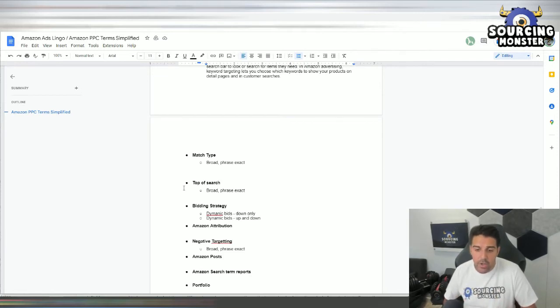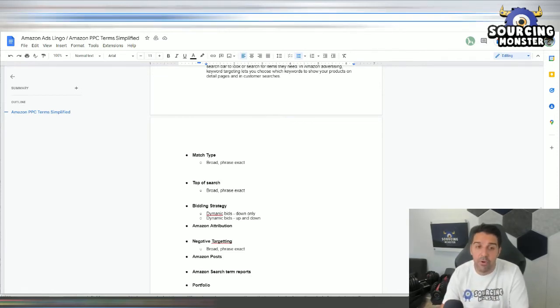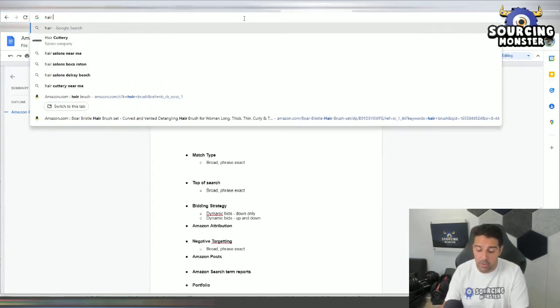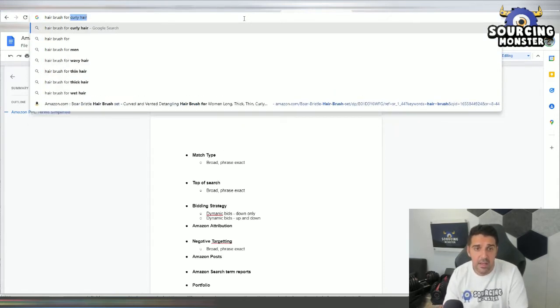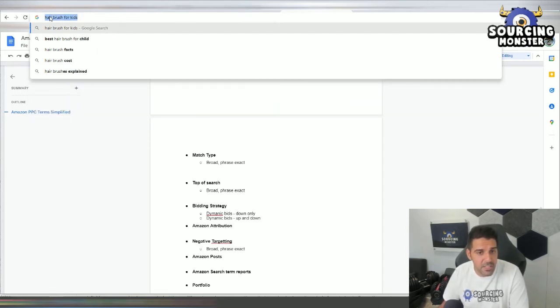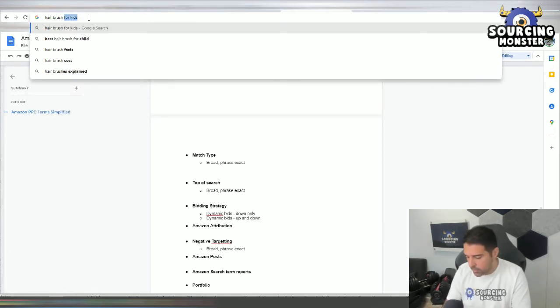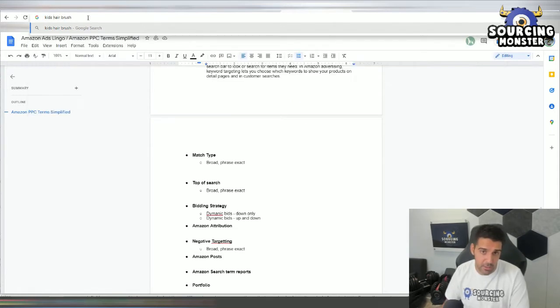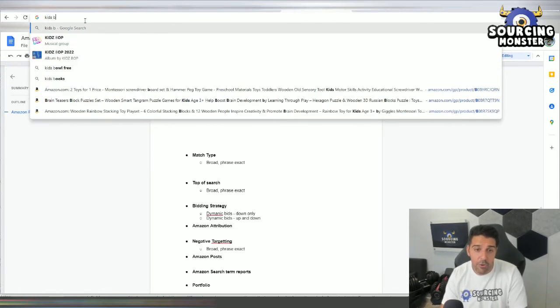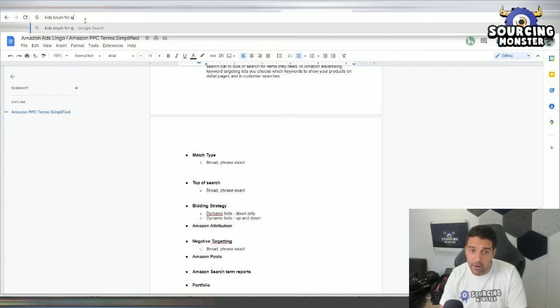So for example, broad would be that if I put a keyword, broad match, hair, and then people search for hair brush for kids, my ad will show because it's broad. It has this word inside. Phrase, for example, let's say we put this as phrase match, hair brush. That means that anything before the phrase or after the phrase can trigger the ad. So if someone searches for hair brush for kids, it will still show. Or if someone searches kids hair brush, it will still show. But if someone writes kids brush for hair, it will not show because hair brush wasn't in the right sequence.